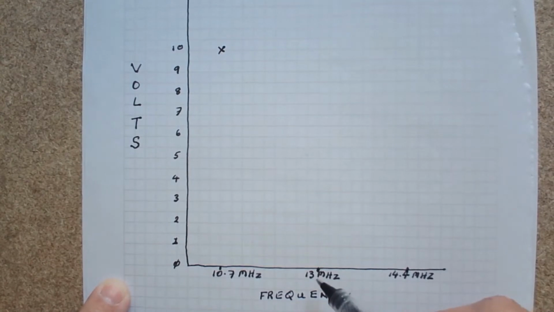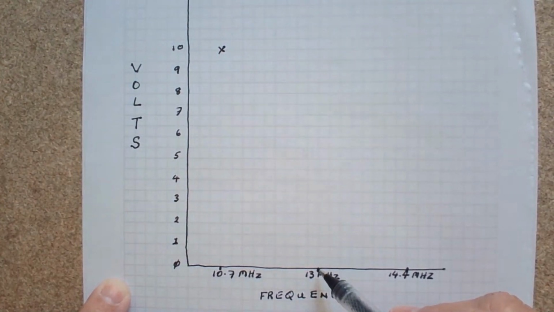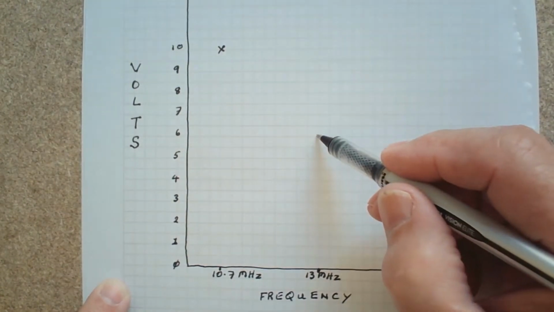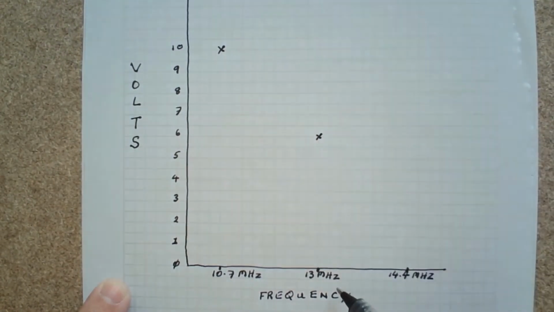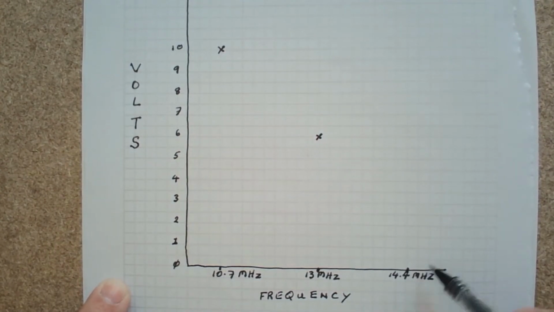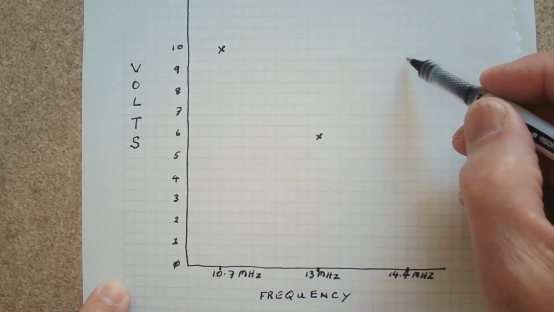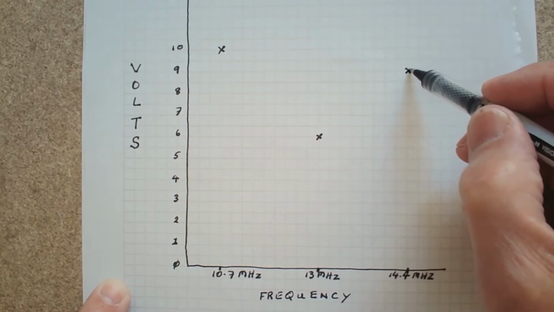And then we discovered by changing the frequency that there was a dip. There was a reduction in the amount of signal that came through, and at around about 13 megahertz only 6 volts got through, at max 6. And then at 14 or 14.4 and higher frequencies we found that the signal went back up again. Well, okay, it only went up to 9 volts this time, but it made a substantial increase.